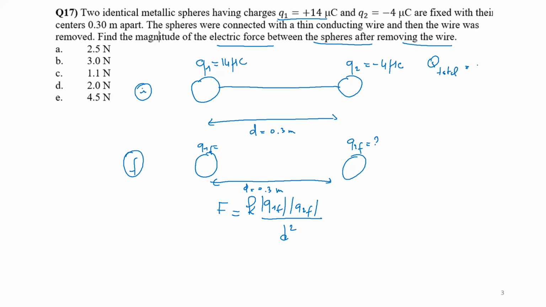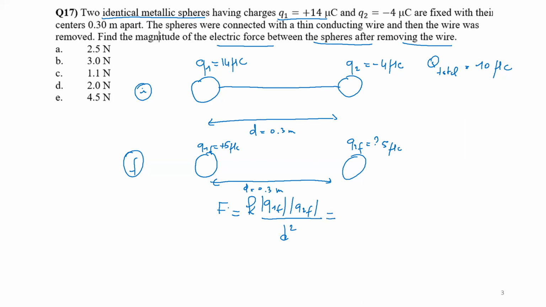Q total was just 14 minus 4. So basically 10 microcoulomb. After, I have the same total charge. Because I connect them by a wire, they will exchange charge. At the end, the total charge will be 10 microcoulomb, but it will be equally distributed between these two identical spheres. Okay, this is very important. It's equally distributed because these two spheres have the same surface. So here I will have plus 5 microcoulomb, and here I will have plus 5 microcoulomb. Equal distribution because the spheres are identical.